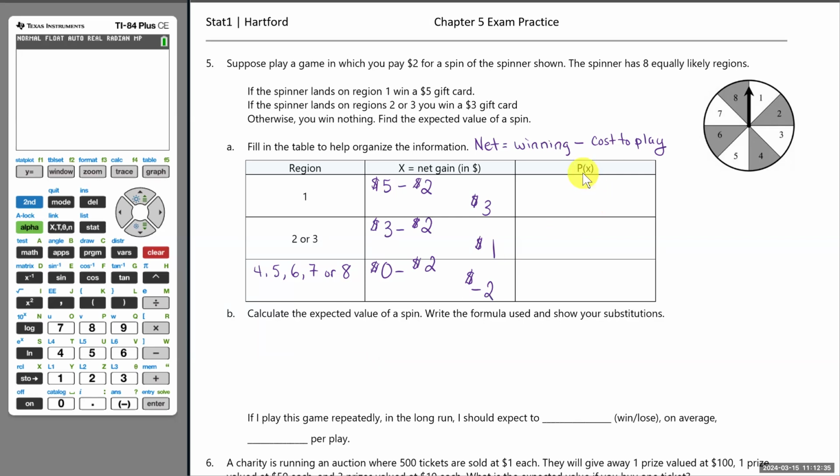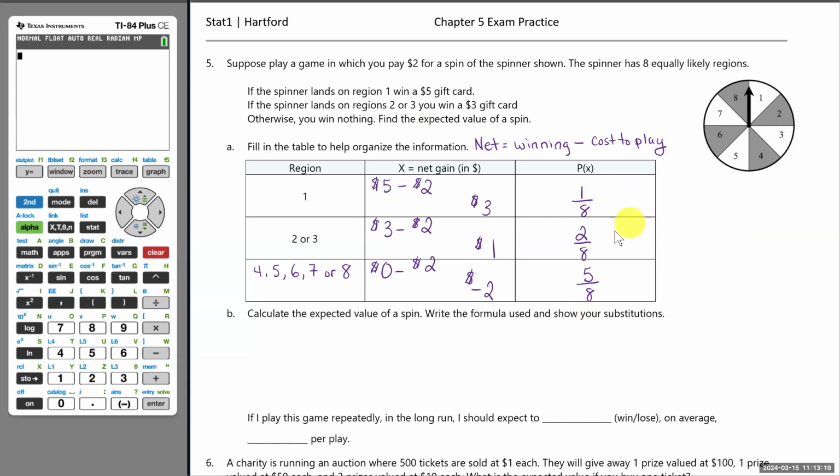All right, and then let's talk probabilities. Probabilities are based on the likelihood of landing on these particular regions. Because there's 8 regions, I'm just going to put my denominator down. We know that the denominator is 8 because of 8 regions. And we know that there's one region 1, so one region wins you the $5 gift card. Regions 2 or 3, so 2 regions win you that $3 gift card. And then the remaining 5 regions, so 5 out of those 8, are the losing regions.